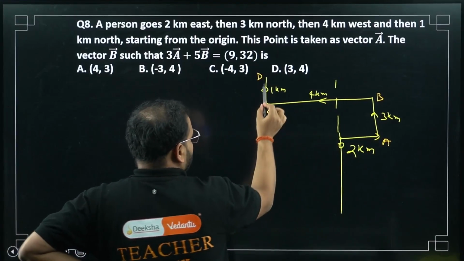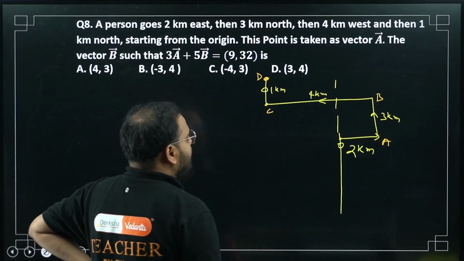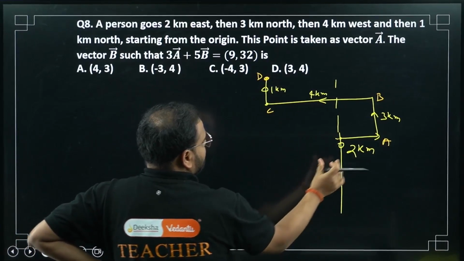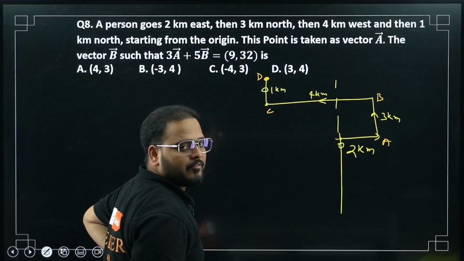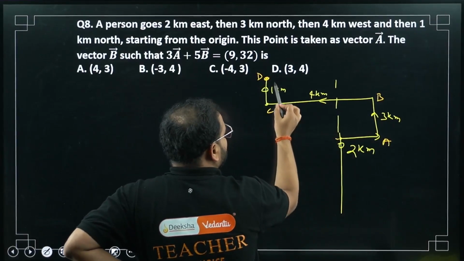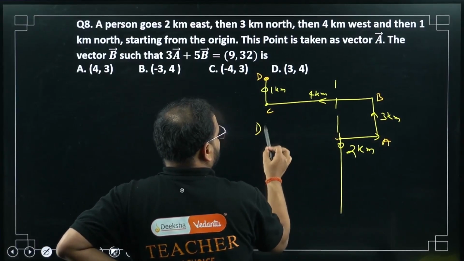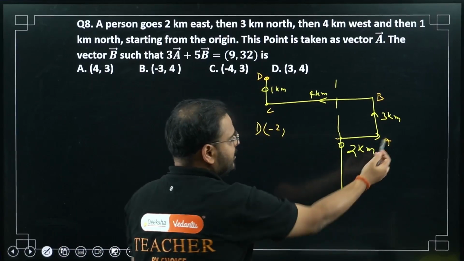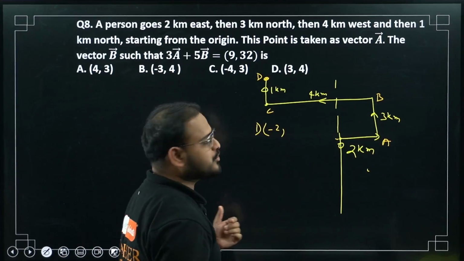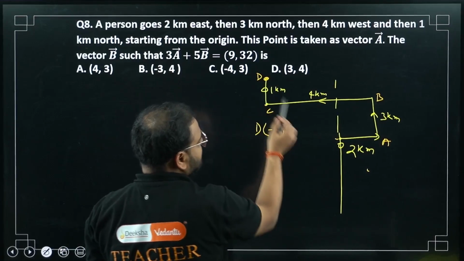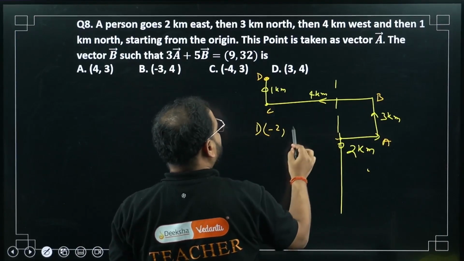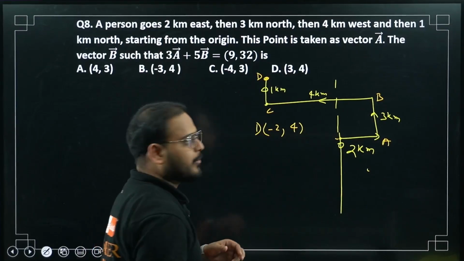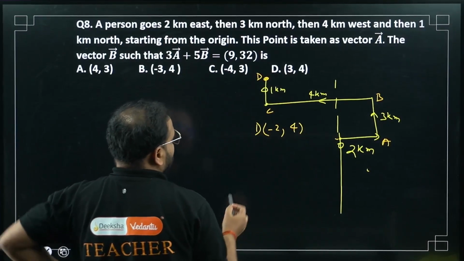What are D point's coordinates? Please tell me. If this is the origin, how much has he moved left? This side is +2, and he moved a total of 4 left, so 2 minus 4 is -2. How much did he go up? 3 and then 1 more, so total 4. The point D's coordinate is -2, 4. Okay, so you have to write the position vector of this.